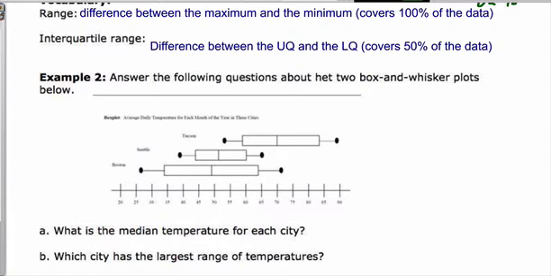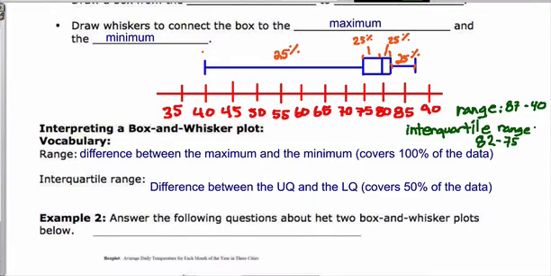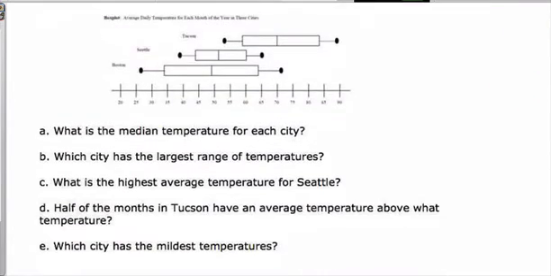I'm going to ask a few questions to answer here. There's all kinds of ways that we could interpret these box and whisker plots, but we're just going to answer these questions right now. What is the median temperature for each city? The median is still this number right here, so we can pull numbers straight out of here. For Tucson, we can see that our median is 70 degrees. For Seattle, we're going to guesstimate here, but to me it looks like it's at 52 degrees. And then the median for Boston is 49 degrees.